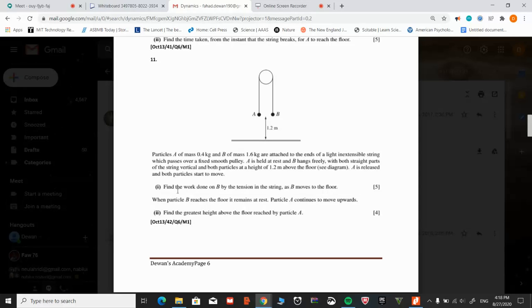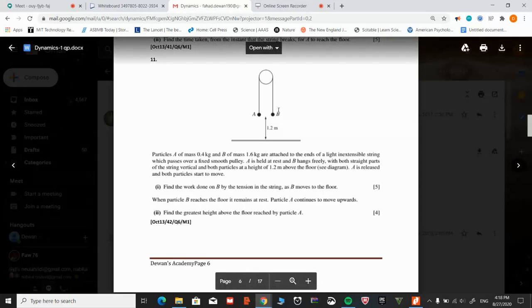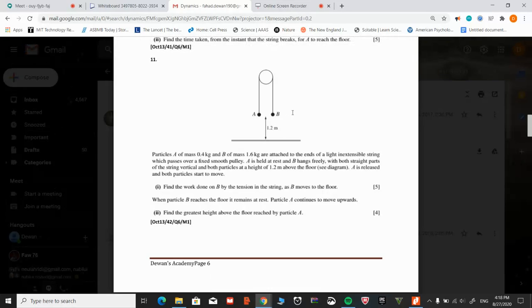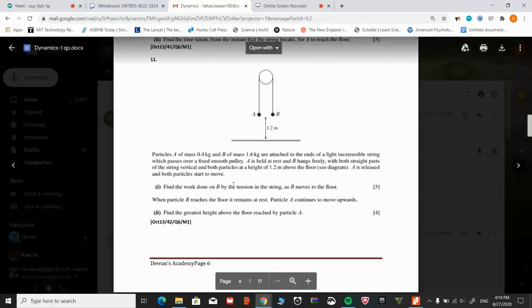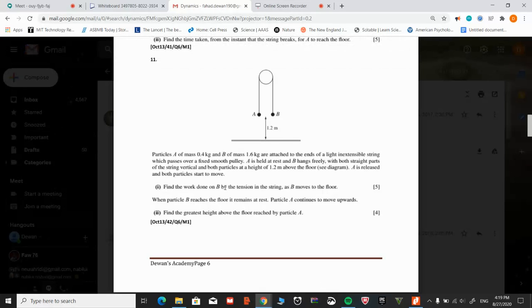Find the work done on B. আচ্ছা, work done তোমাকে এখনো শেখানো হয় না, but let's see what this says. Find the work done on B by the tension in the string as B moves to the floor. Okay. So tension বের করতে হবে, তারপরে হচ্ছে গিয়ে ওইটা হাইটের সাথে মাল্টিপ্লাই করে দিতে হবে। আচ্ছা, for the time being, work done এর formula is the force into distance moved, ঠিক আছে? Now let's forget যে work done বের করতে বলছে, since work done তুমি এখনো করো নাই.